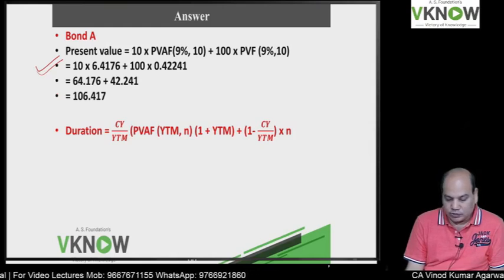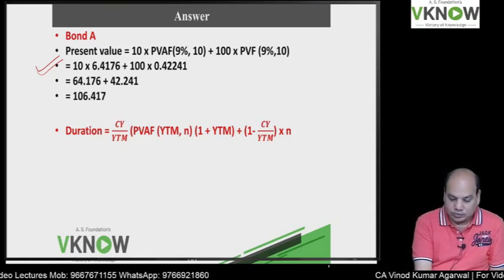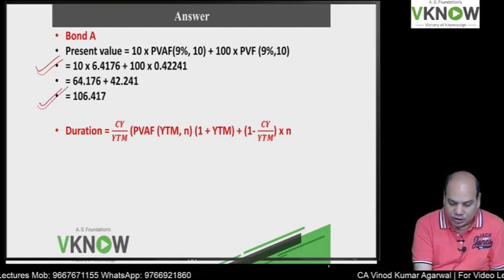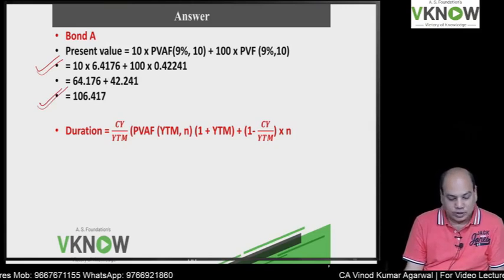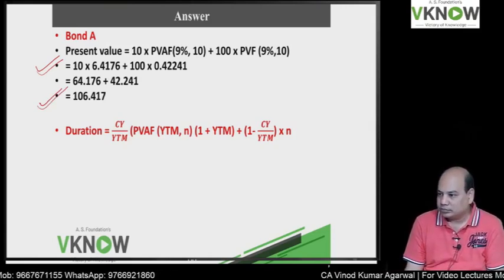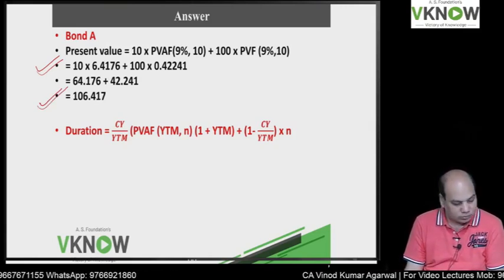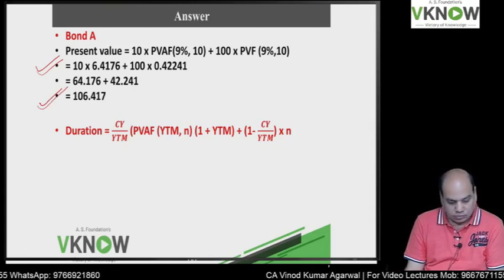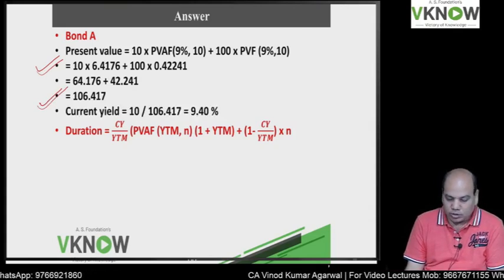The final answer is 106.417. Please write it down, you can check later. 106.417. Then you write down current yield.